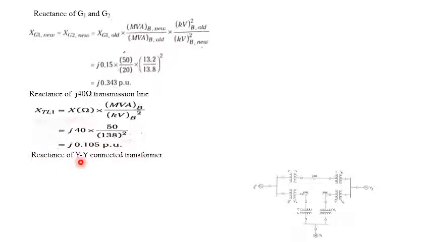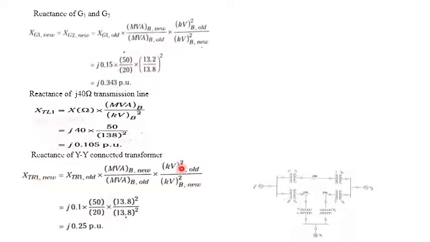So coming back to the transformer, it is star to star connected. This is star to star, this is star to star, this is star to star, and this is also star to star. Okay, the equation is the same.